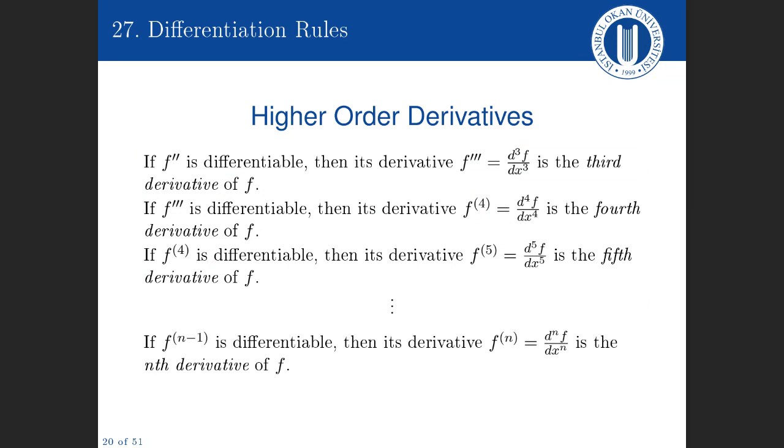And we also have higher order derivatives. If y double prime is differentiable, then its derivative y triple prime is the third derivative of f. If y triple prime is differentiable, then its derivative is the fourth derivative of f. If the fourth derivative of f is differentiable, then its derivative is the fifth derivative of f, and so on.